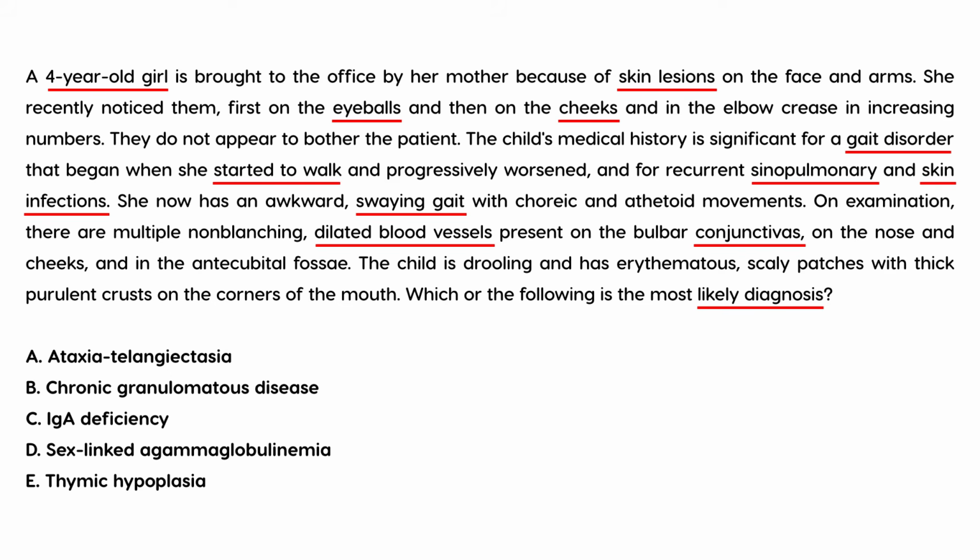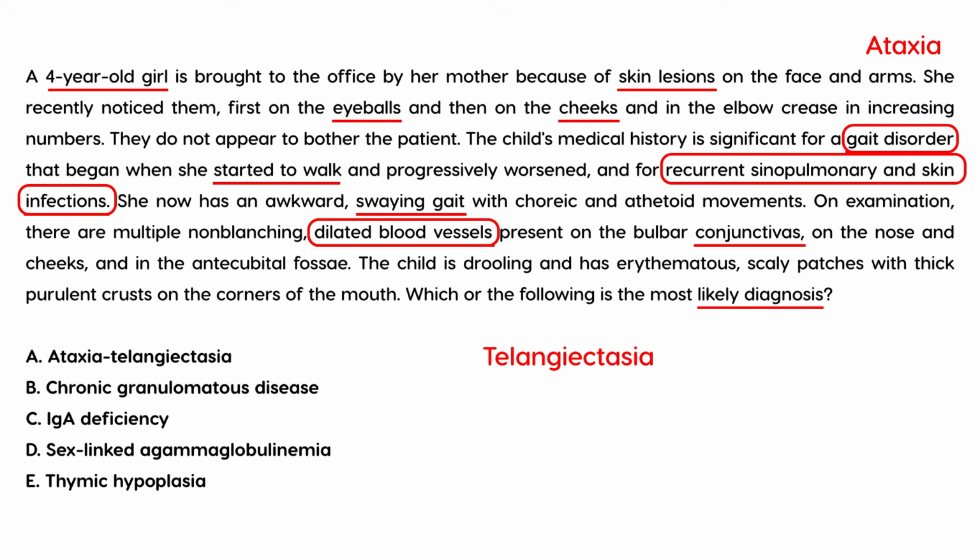Well, they put everything together. All these skin lesions, these dilated blood vessels, that's telangiectasia. And then there's a whole bunch of stuff about her gait disorder, and that's basically ataxia. And then they're talking about recurrent sinopulmonary infections, which is definitely part of that disorder. So it's all spelled out for you. Choice A.